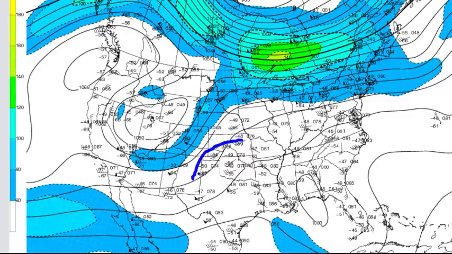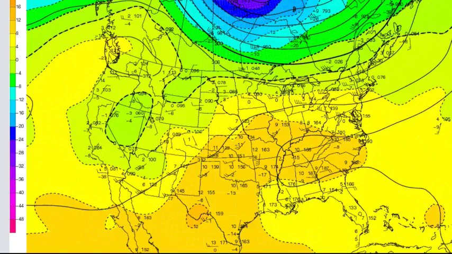So not much help from aloft. There probably is some shear because the 0 through 6 kilometer layer doesn't quite reach up to the subtropical jet, but there could be just enough shear in the environment to allow for a little bit of organization there.